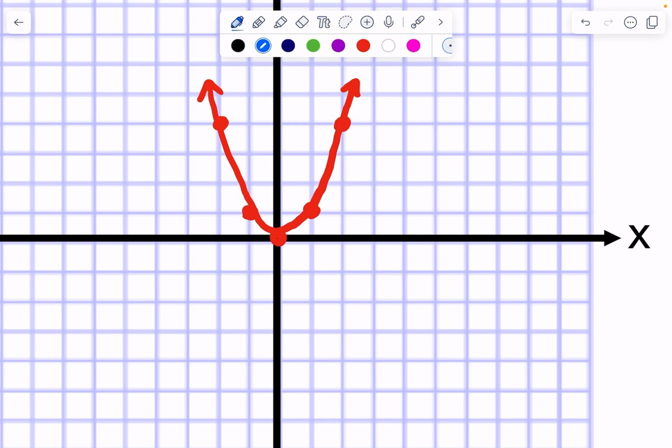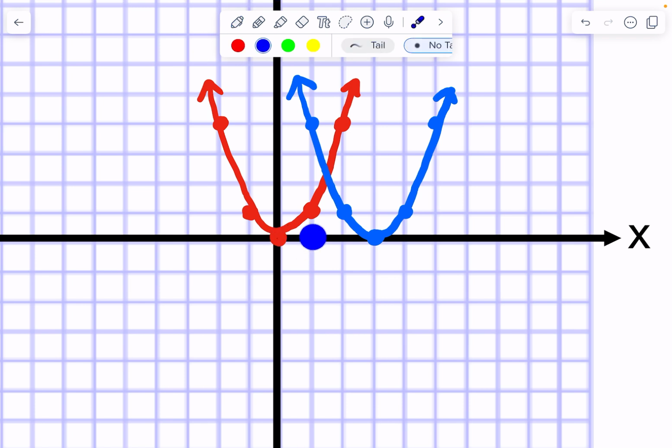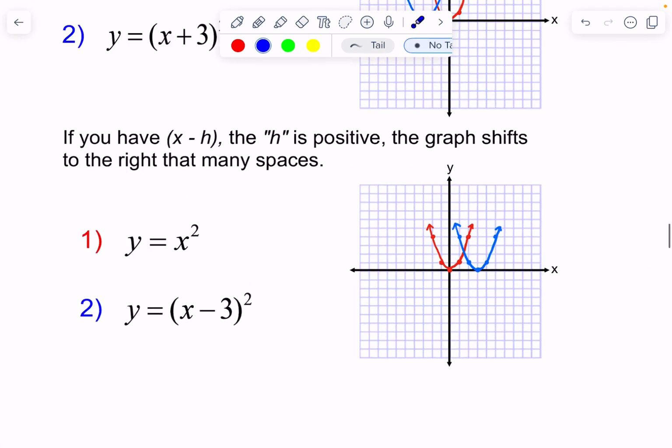So let's go ahead and do it. I got 1, 2, 3 to the right for my first point, then 1, 2, 3 to the right for each remaining point. And you literally have just graphed your new function with the horizontal shift. So once again, I went 1, 2, 3 to the right for every point. So that's how h works.